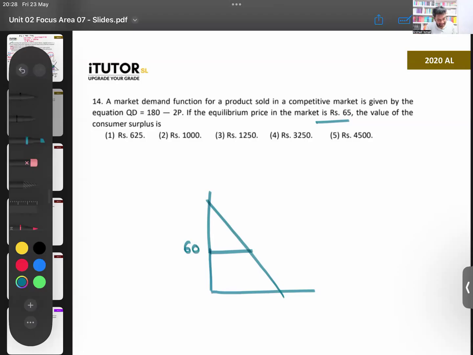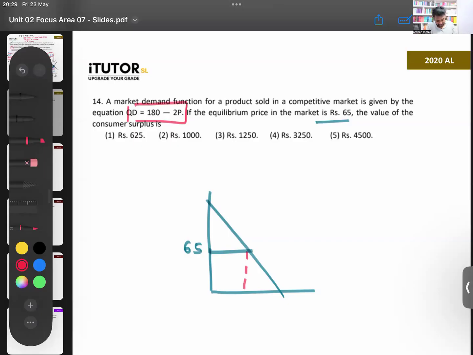Price they're saying is 65. They're asking you for consumer surplus. So can you first find, Lamai, how much will the equilibrium quantity be? Put the 65 into the demand equation and tell me how much is the quantity. 180 minus 2 into 65. How much is the equilibrium quantity?